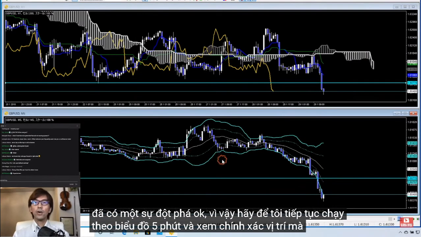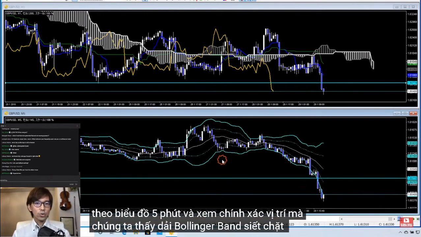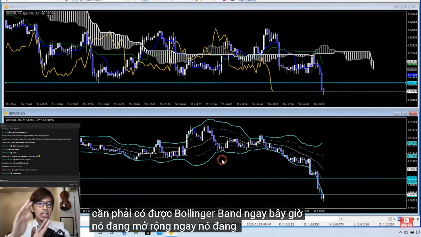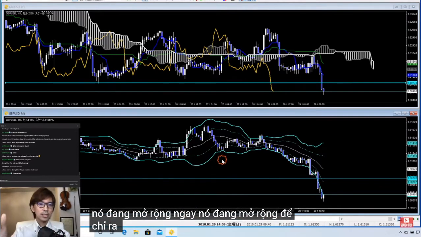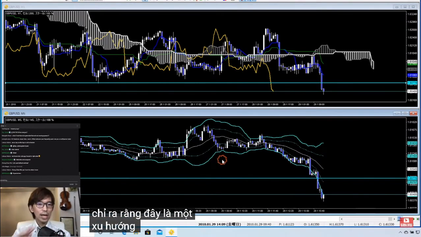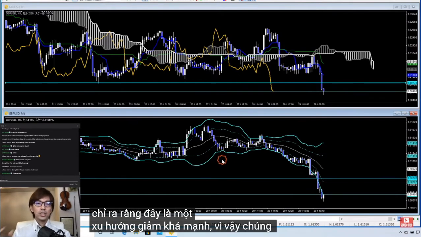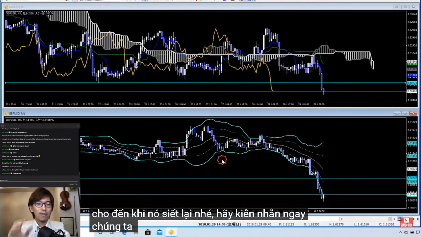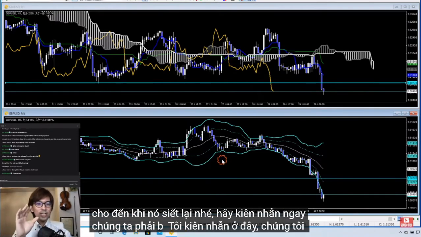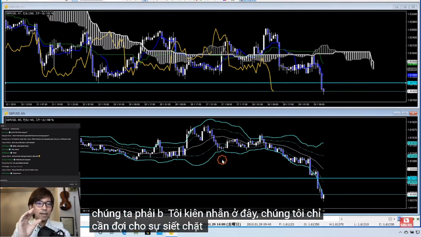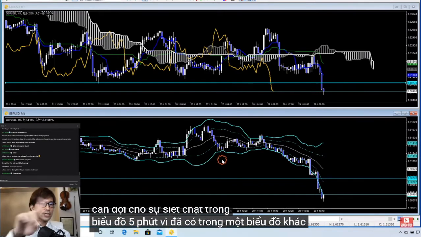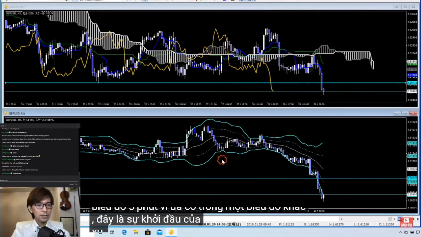Okay, so let me keep running the 5-minute chart and see exactly where we see the Bollinger Band squeeze. So when you look at the Bollinger Band right now, it's expanding. So that shows that this is quite a strong downtrend. So let's just wait until it squeezes, okay? We have to be patient here, and we just have to wait for the squeeze in the 5-minute chart, because already in the 1-hour chart, this is the beginning of the downtrend.